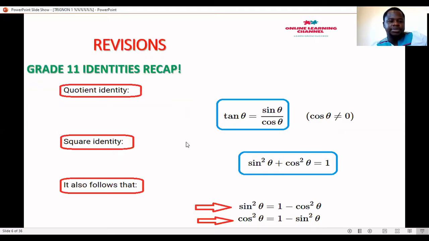Now, let's do the grade 11 identities recap. This is a revision. We've got a quotient identity, which is tan theta is equal to sin theta over cos theta, whereby cos theta will never be equal to 0. And then we've got what we call a square identity, which is sin squared theta plus cos squared theta is equal to 1. If you make sin squared theta the subject of the formula, you'll have 1 minus cos squared theta. If you make cos squared theta the subject of the formula, you'll have 1 minus sin squared theta.